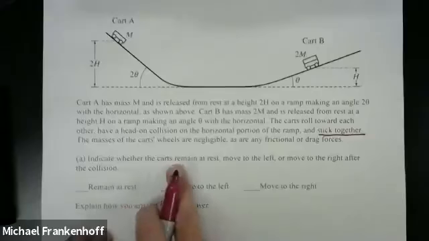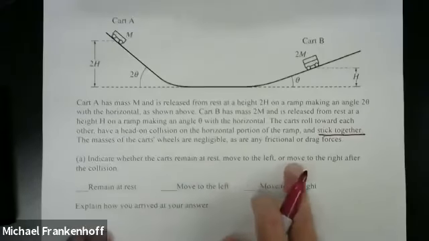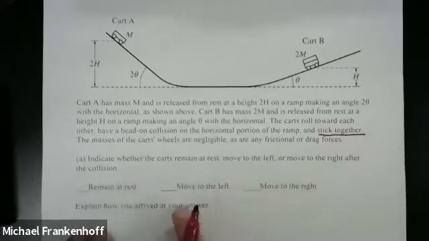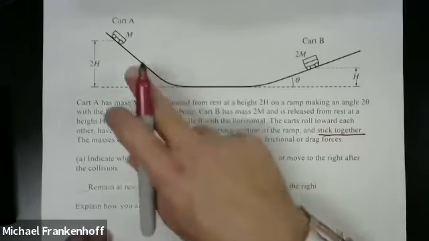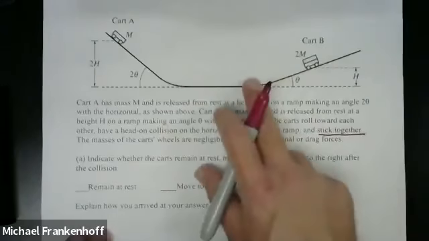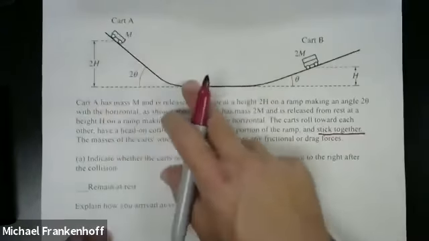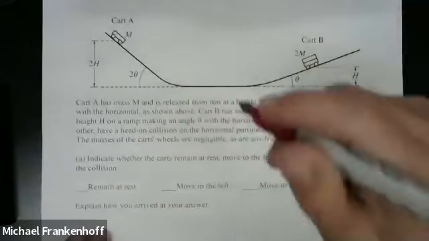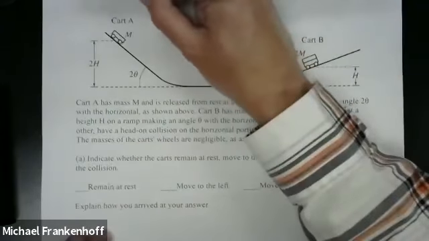So indicate whether the carts remain at rest, move to the left, or move to the right after the collision. Explain how you arrived at your answer. So first thing is, we're going to have to get the speed of this cart as it gets down to the bottom, and same thing for this one. So anytime you have something on a ramp and you want to know the speed when you get to the bottom, you use conservation of energy.